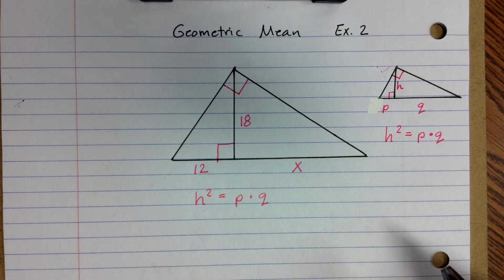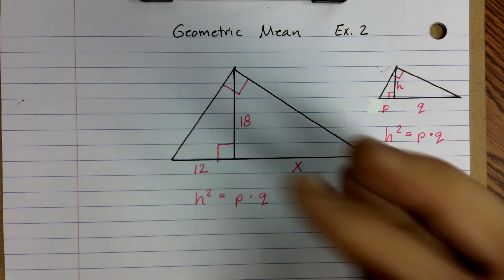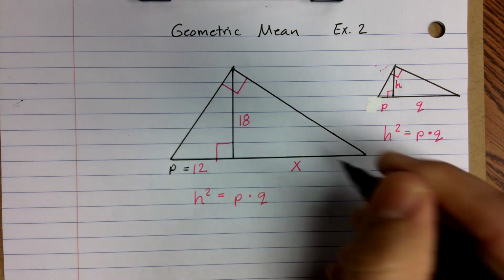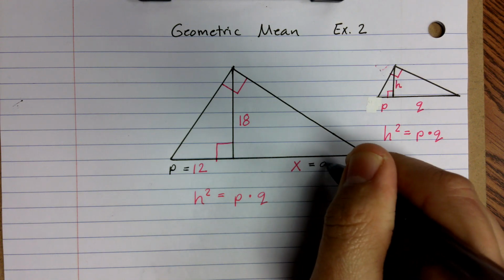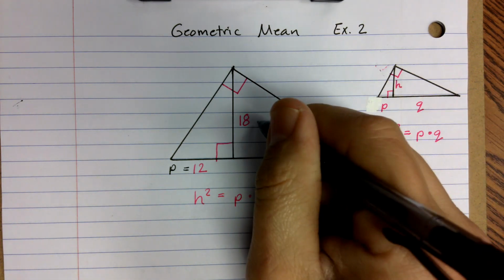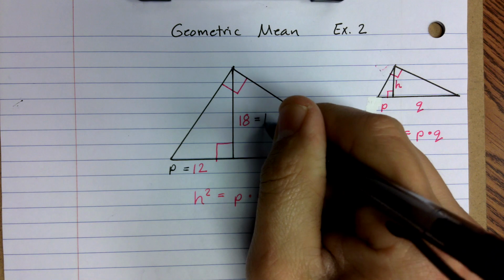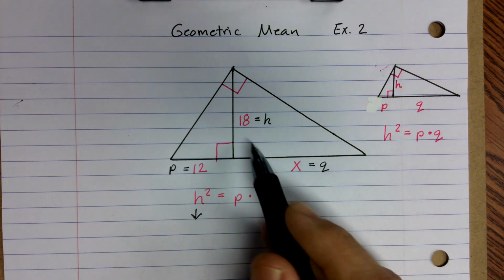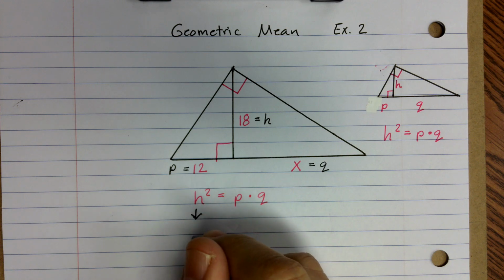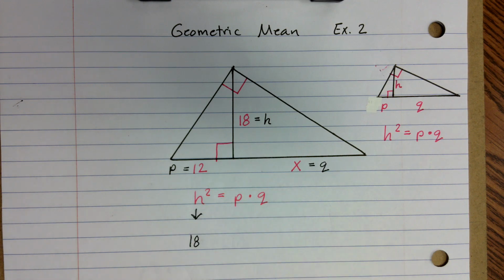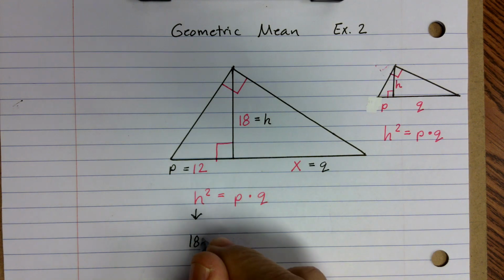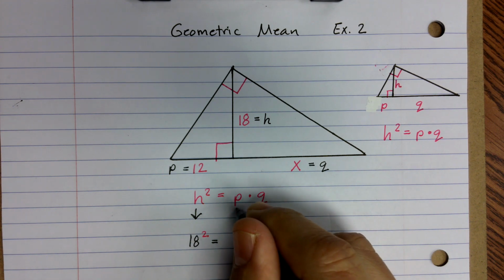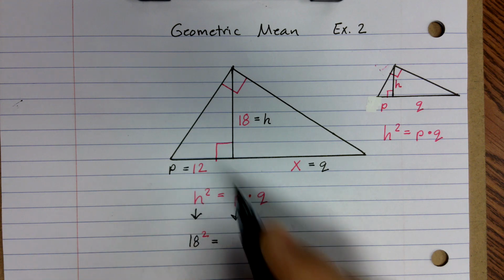Now I'm going to label these values that are on here. For instance, I'm going to label this one over here p, and this one right here, x, is going to be my q. And notice that we already have the height. Right, so this is our h. So we're going to substitute these values into our formula. My height is 18, so I'm going to write 18. Now notice it is h squared, so I am going to square that 18. And this is equal to p, which is equal to 12.